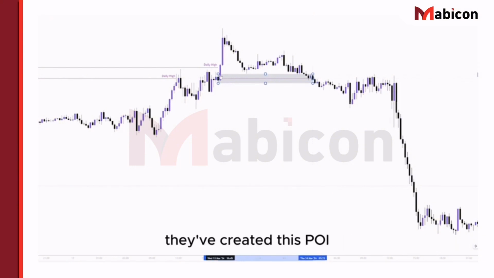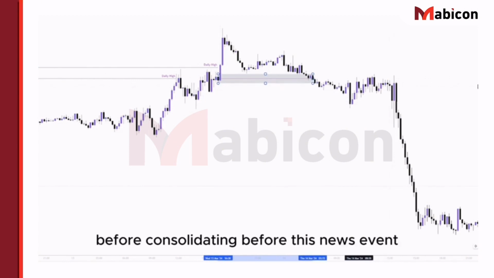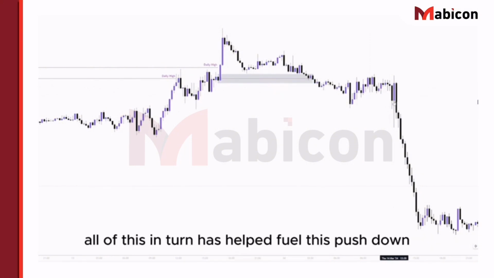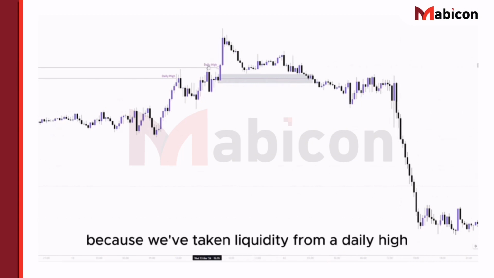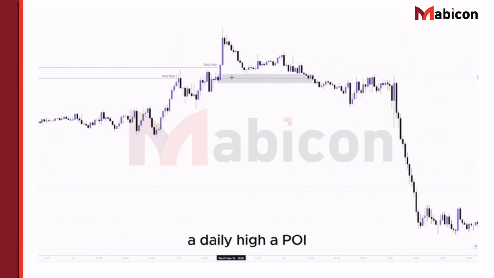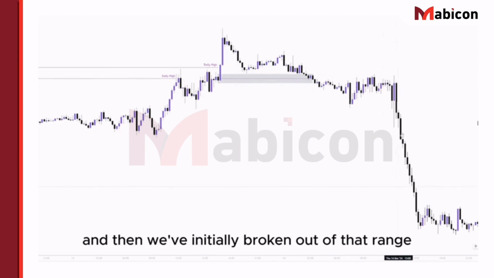They've created this POI by sweeping two significant highs, these daily highs prior, inducing traders into early buys, and then as you can see, this POI eventually has failed and price then continues pushing further down before consolidating before this news event. Now all of this in turn has helped fuel this push down because we've taken liquidity from a daily high, a POI, we've generated some sideways movement, and then we've initially broken out of that range.